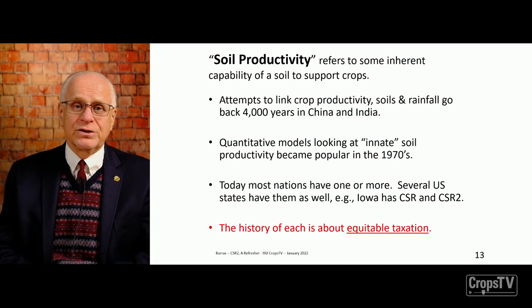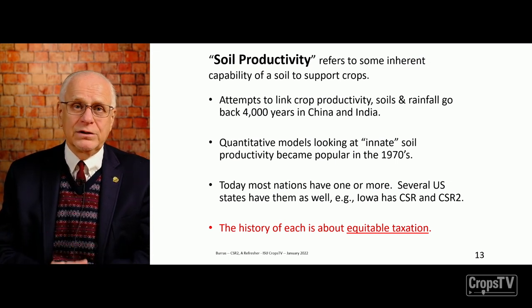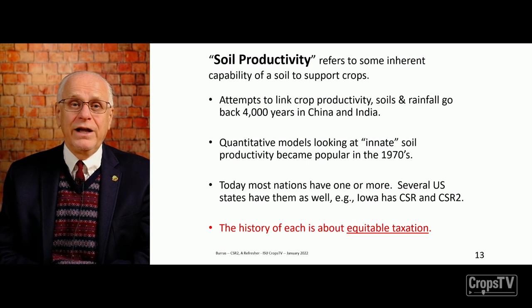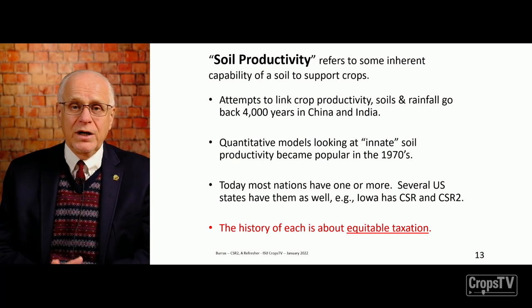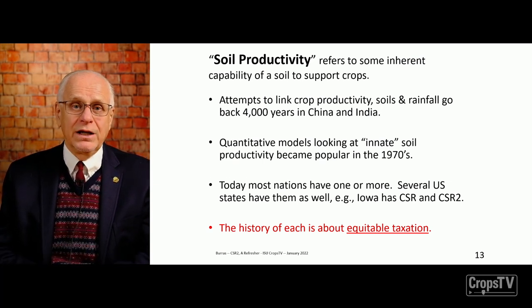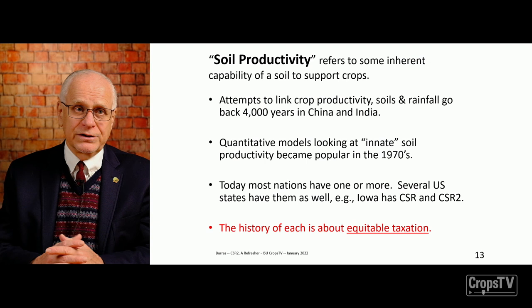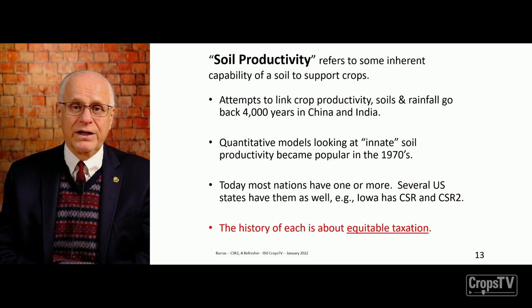And so today, most nations have one or more. Like I've already mentioned, the United States has the NCCPI, the National Commodity Crop Productivity Index. Certainly, most of the Midwestern states have their own. And in Iowa, we had CSR, and now we have CSR2. That's just a quantitative productivity index, so it has a number on it.